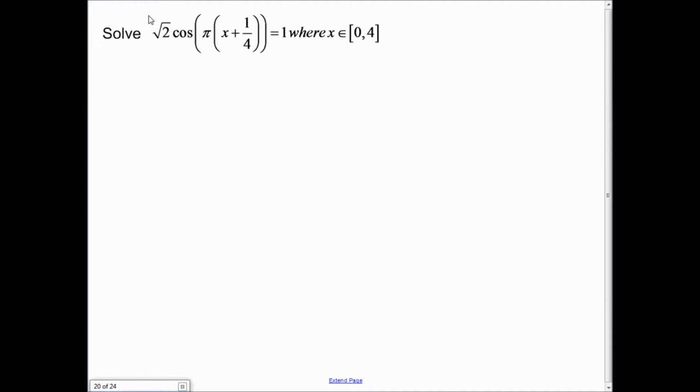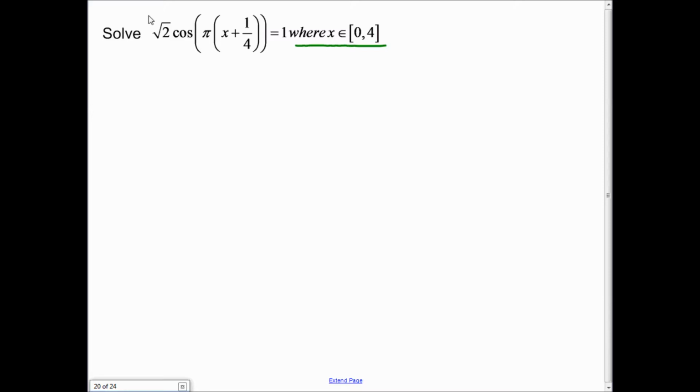Now, when we were looking at the previous example, we found expressions where we had to add pi n, where n was any integer, and it didn't matter what it was. But now we have a restriction on our domain, and we notice that because it says right here where x belongs to 0 to 4 inclusive. That means that the absolute minimum value that x can be is 0, and the absolute maximum value that x can be is 4. And it means that we have to work within those constraints as well.